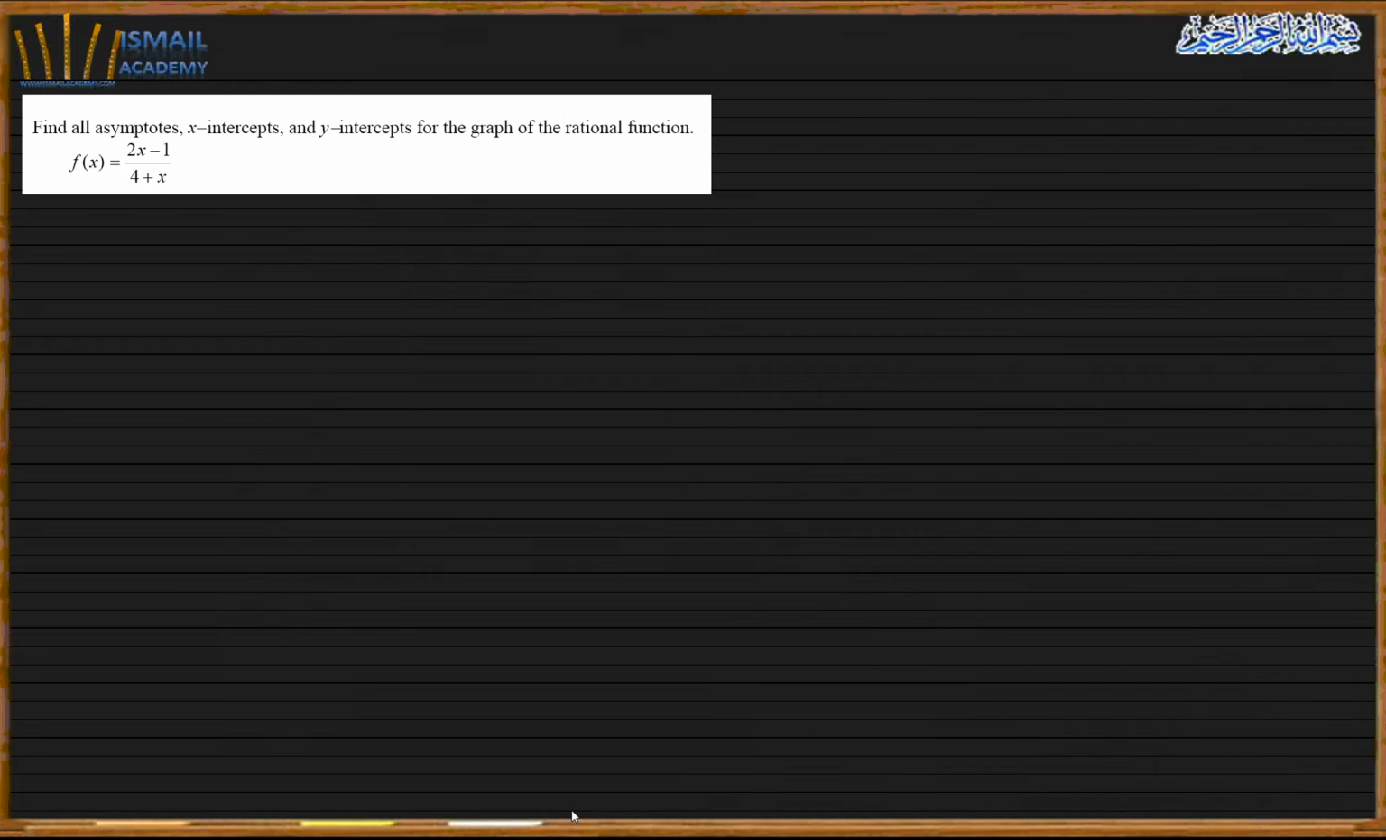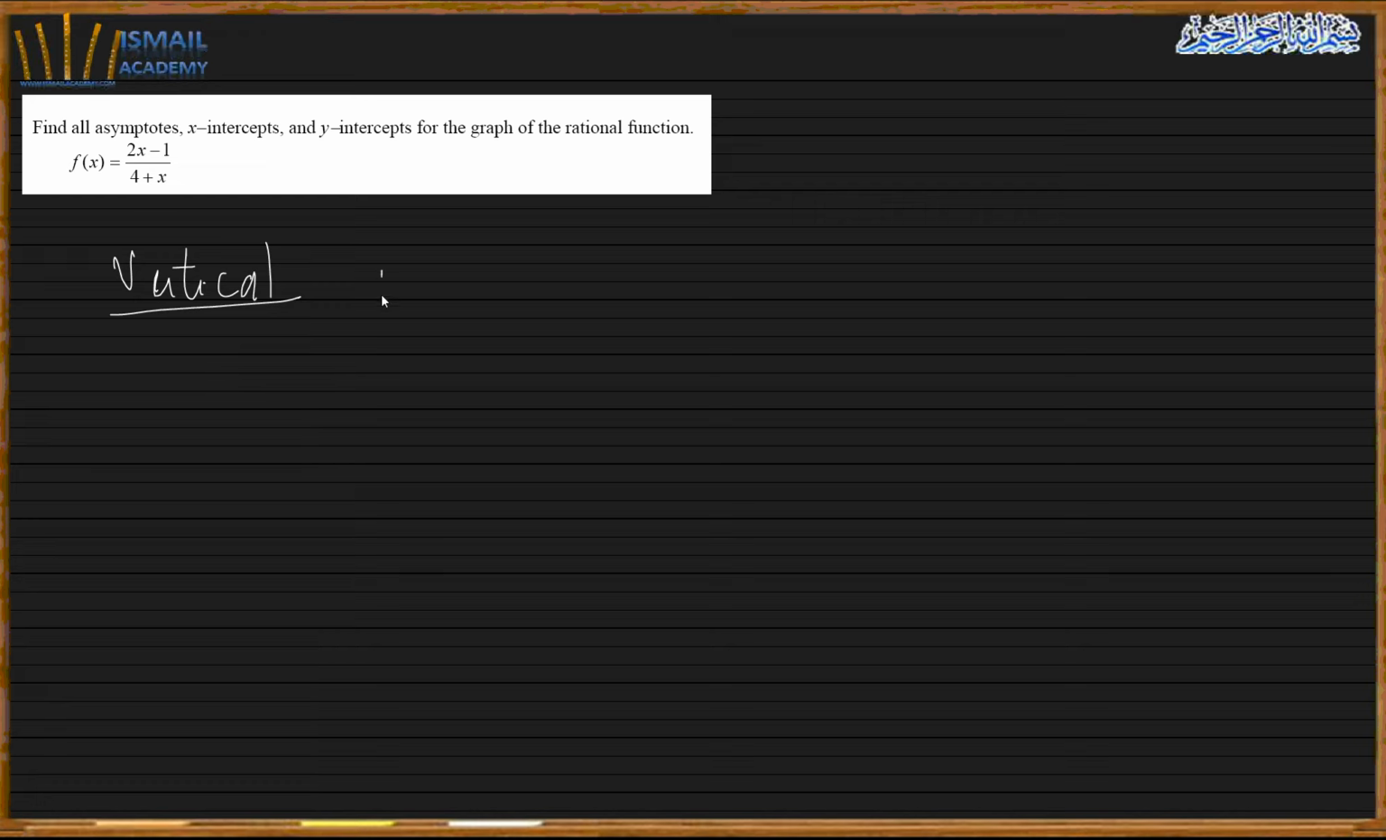Alright, next question. Find all asymptotes, x-intercept, y-intercept for the rational function. Here I need to find out the vertical asymptote. For the vertical asymptote, when they give you a rational expression, first, before you make the denominator equal 0, check if you can simplify the rational function. If you can simplify it, do that first. Then you look for the asymptote.